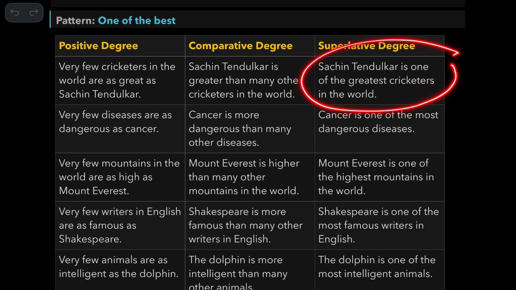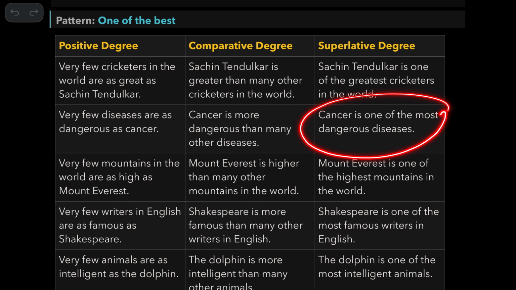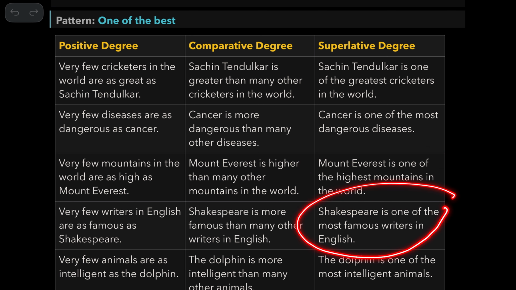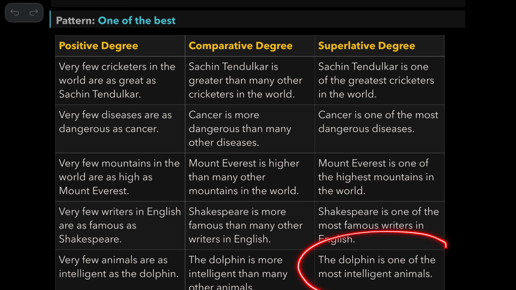Sachin Tendulkar is one of the greatest cricketers in the world. Cancer is one of the most dangerous diseases. Mount Everest is one of the highest mountains in the world. Shakespeare is one of the most famous writers in English. The dolphin is one of the most intelligent animals.